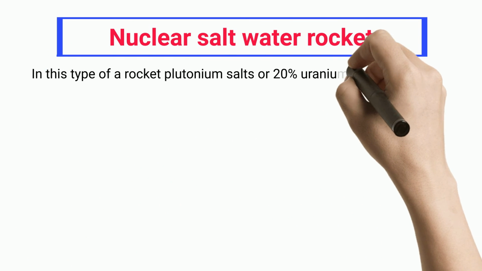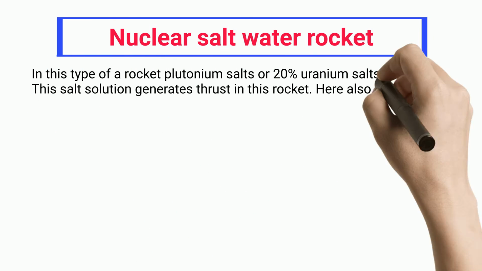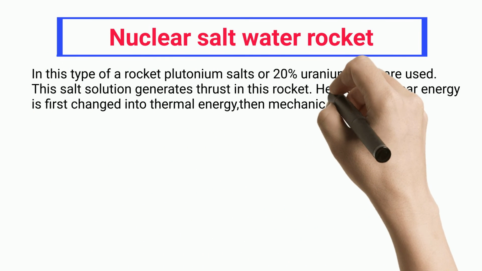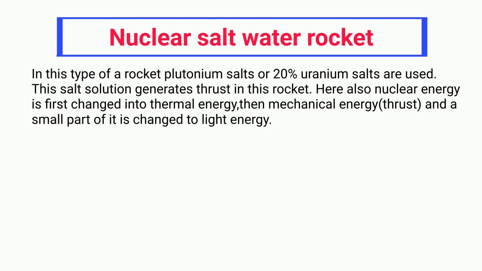Nuclear salt water rocket. In this type of rocket, plutonium salts or 20% uranium salts are used. This salt solution generates thrust in this rocket. Here also nuclear energy is first changed into thermal energy, then mechanical energy, thrust, and a small part of it is changed to light energy.